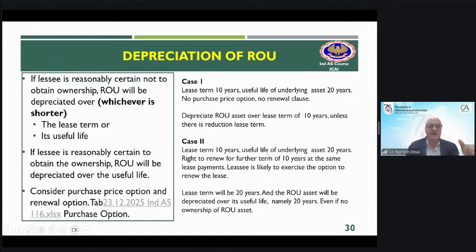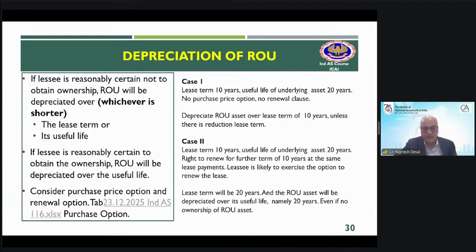Now, depreciation of ROU asset is also very important. If the lessee is reasonably certain not to obtain the ownership, ROU will be depreciated over whichever is shorter, either the lease term or its useful life. That is case number 1. Lease term is 10 years. Useful life of the underlying asset is 20 years. No purchase price option, no renewal clause. Depreciate the ROU asset over a term of 10 years unless there is a reduction in the lease term. Lease term can also be reduced, and we will tell you how to go about it.